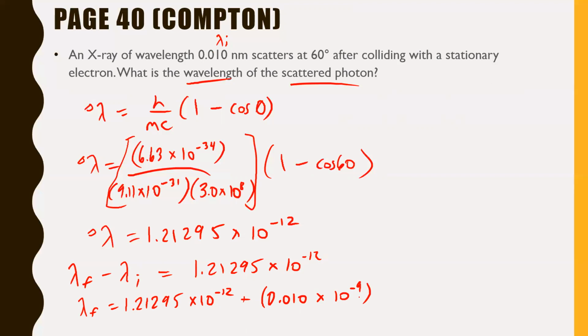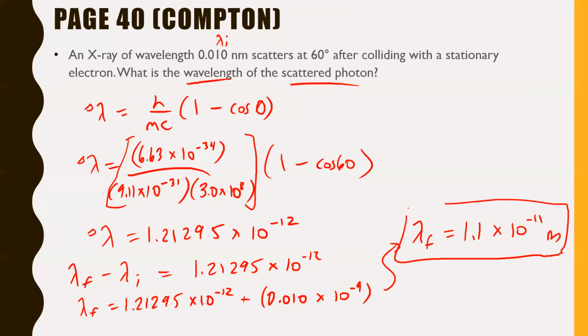Adding those together gives us a final answer, finally, of lambda f, final wavelength, equals, 3 sig digs, I believe. Nope, 2 sig digs. Interesting, yeah, just 2 sig digs. 1.1 times 10 to the negative 11 meters. That would be the final wavelength of that X-ray photon. Woo! If it even is still an X-ray. I think it still would be an X-ray at that, but we're good.